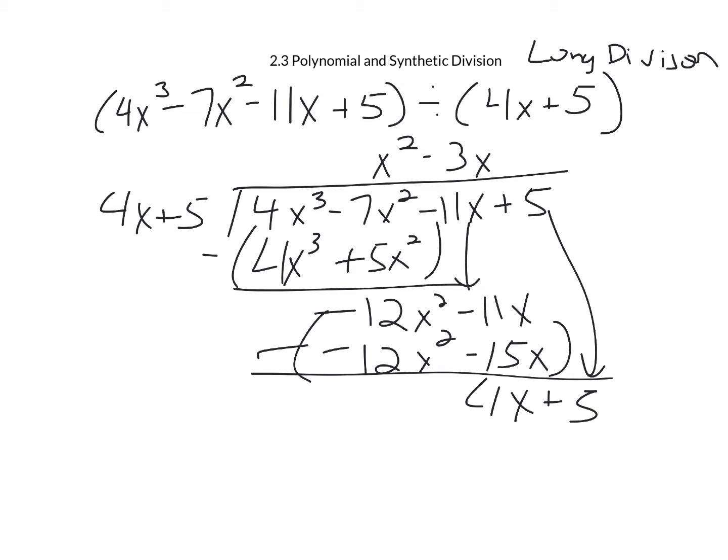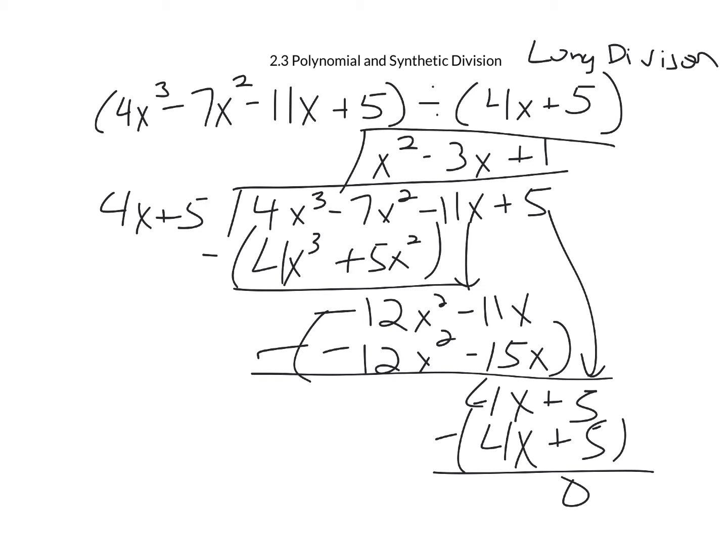What times 4x gets us 4x? That's just 1. We're going to multiply, get 4x plus 5, subtract it, no remainder. Hooray! So therefore, your solution is going to be what's in this box: x squared minus 3x plus 1.